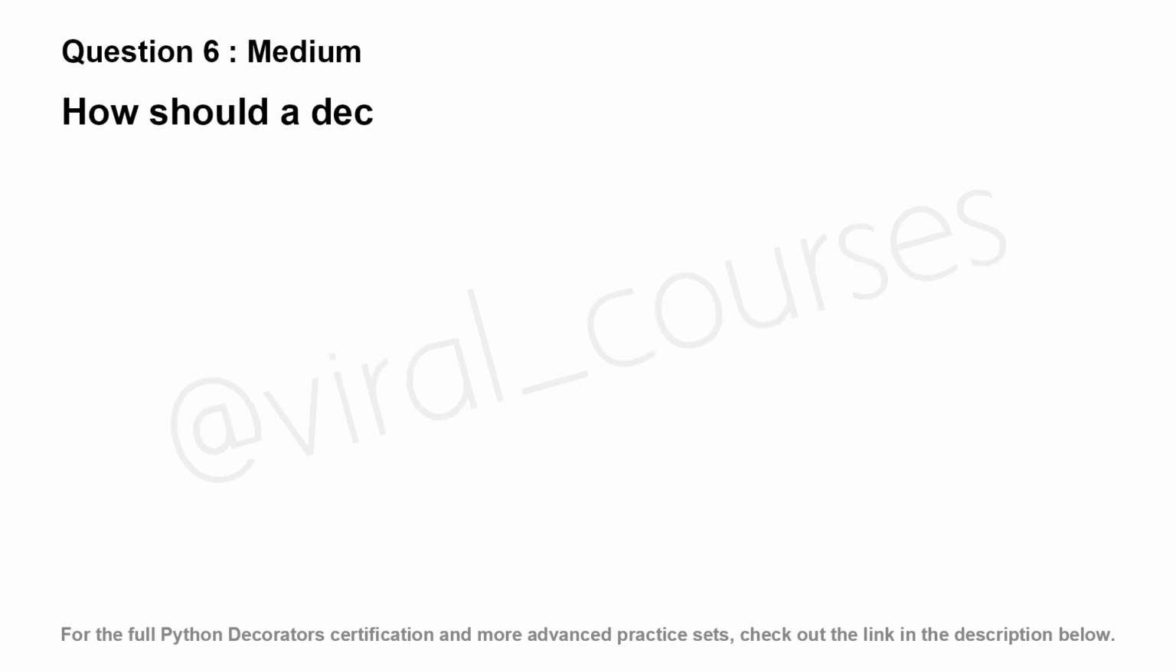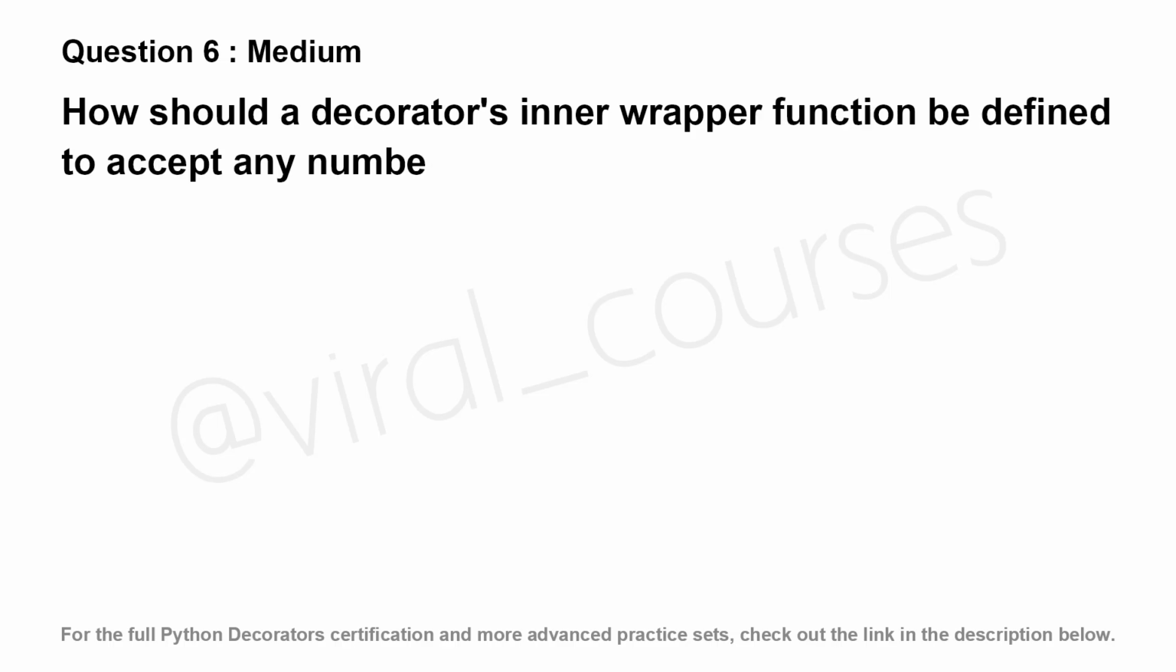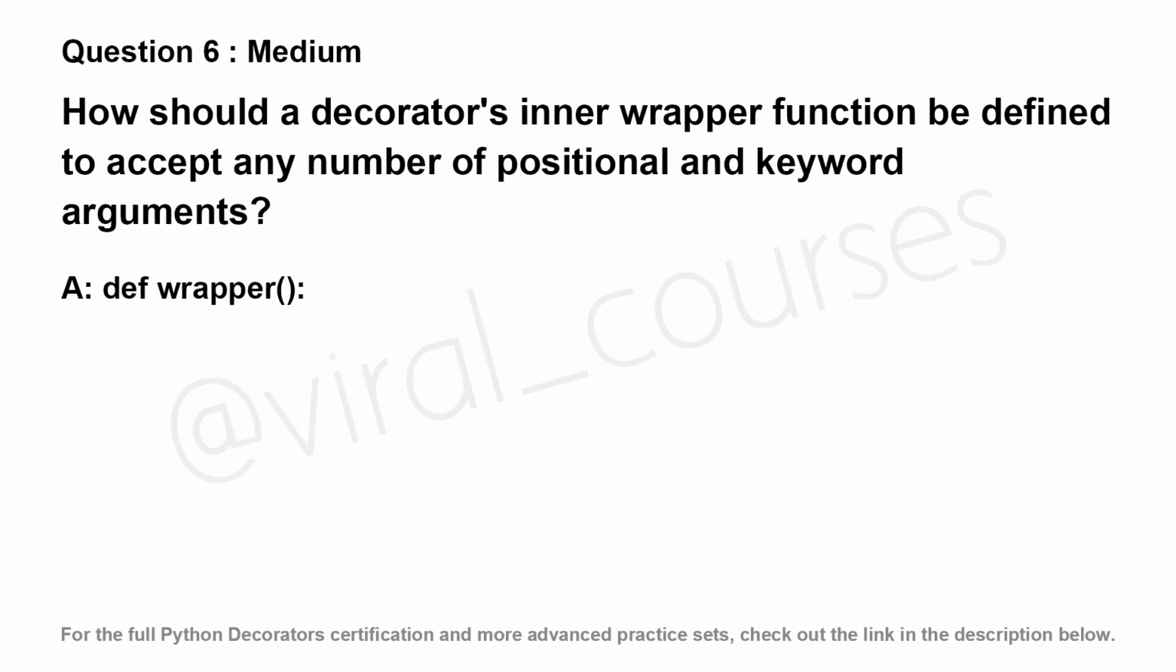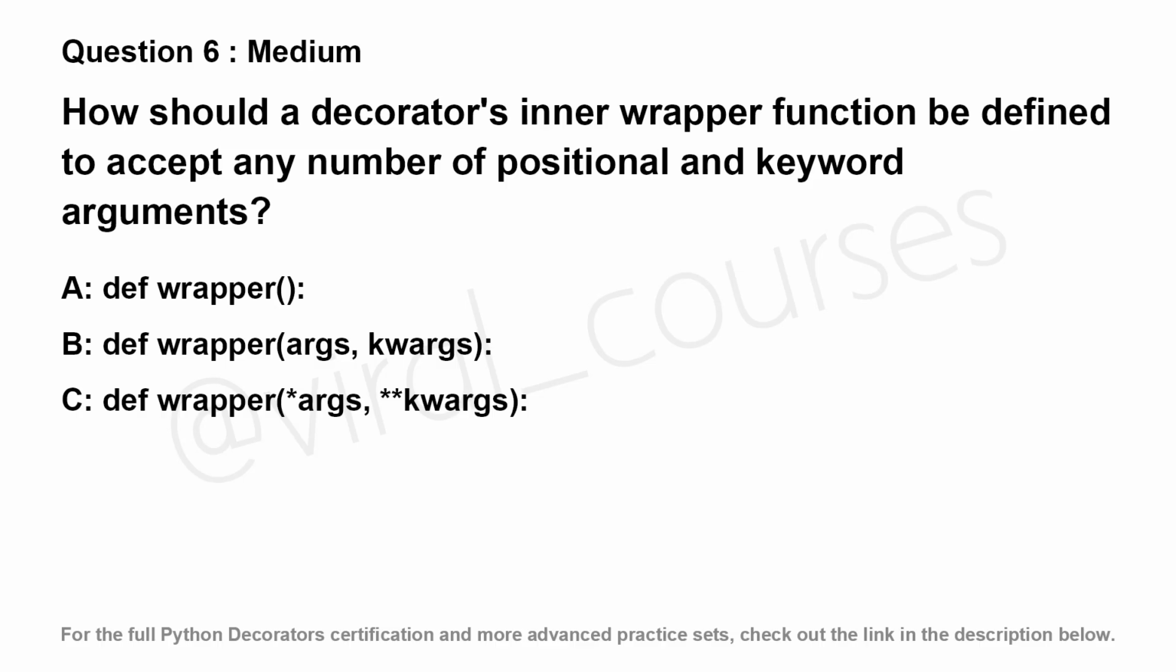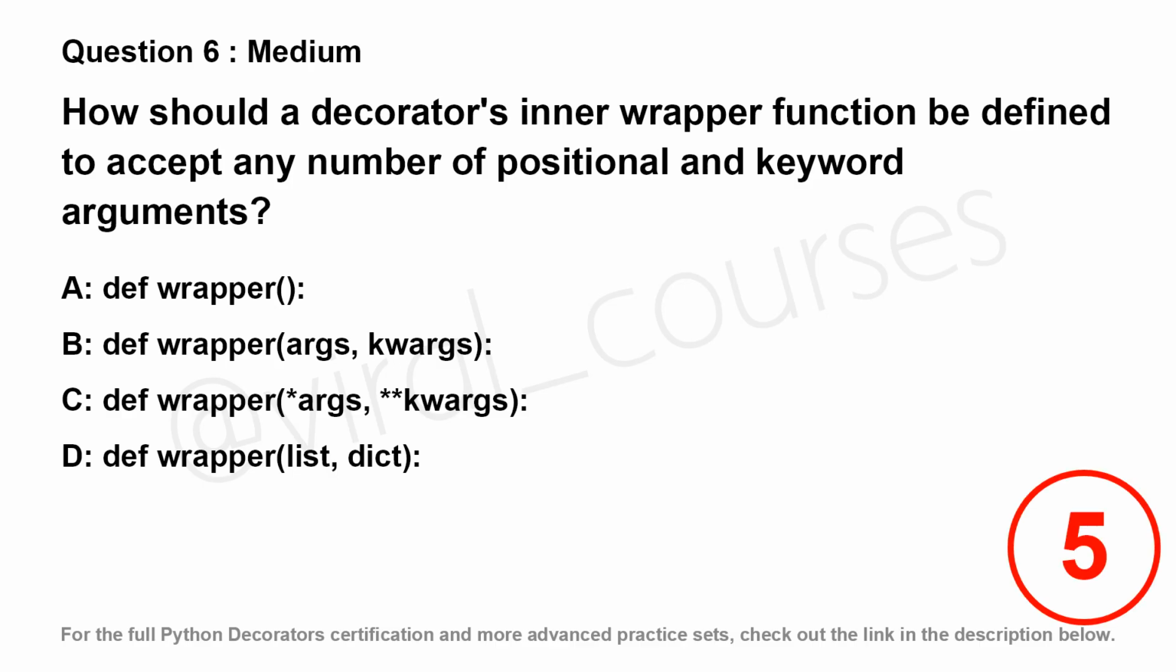How should a decorator's inner wrapper function be defined to accept any number of positional and keyword arguments? Option A. def wrapper(). Option B. def wrapper(args, kwargs). Option C. def wrapper(*args, **kwargs). Option D. def wrapper(list, dict).